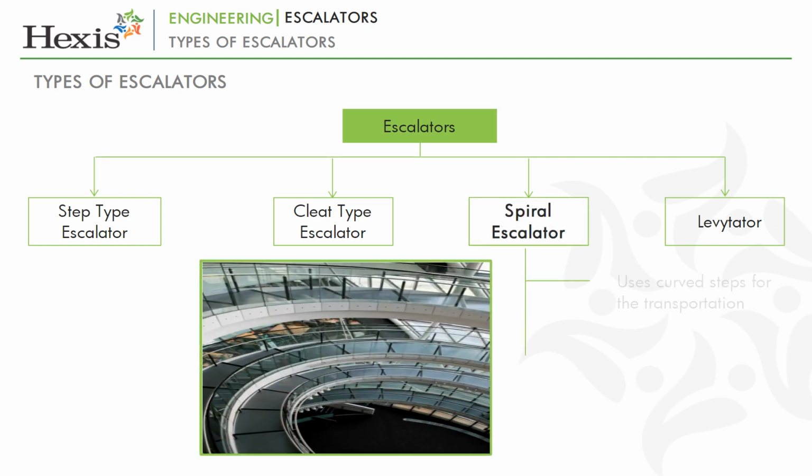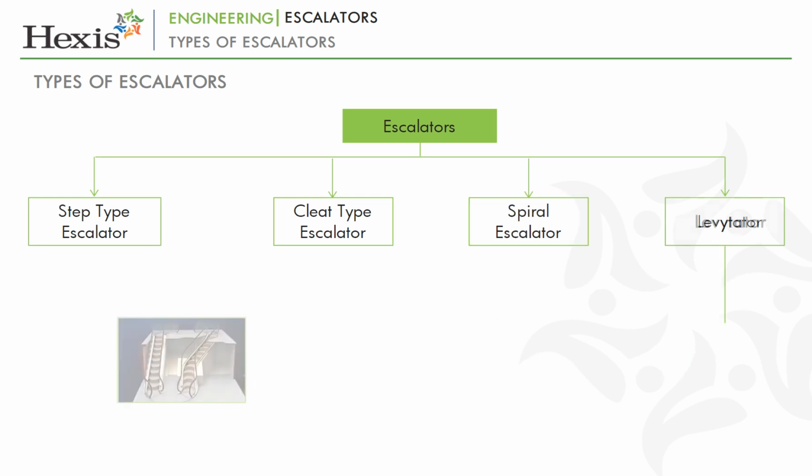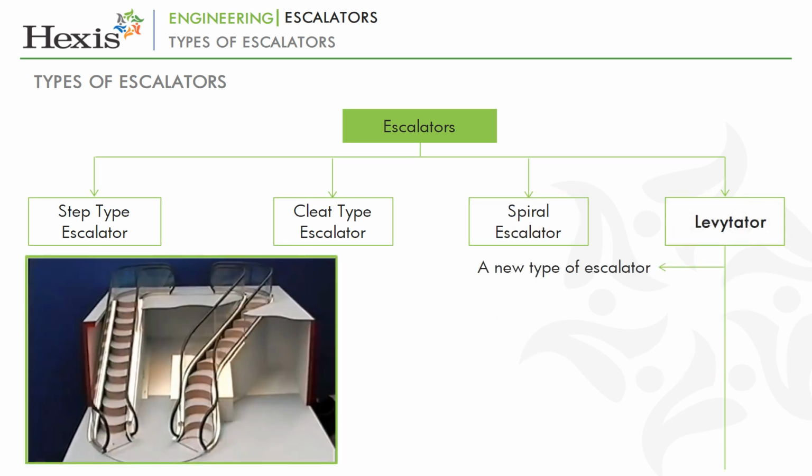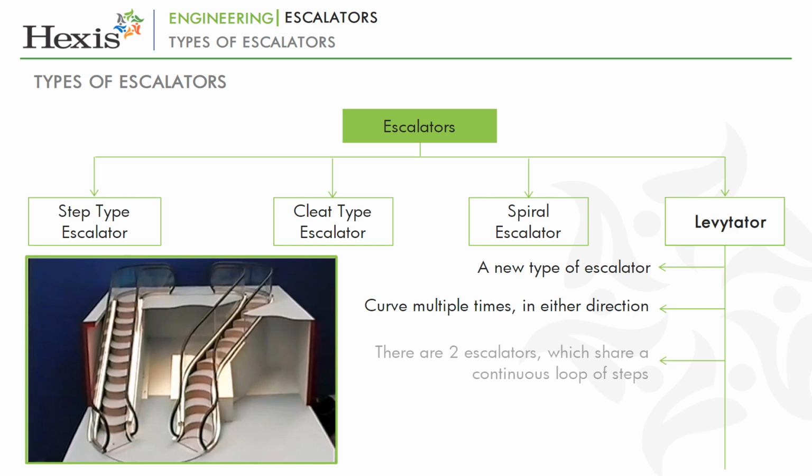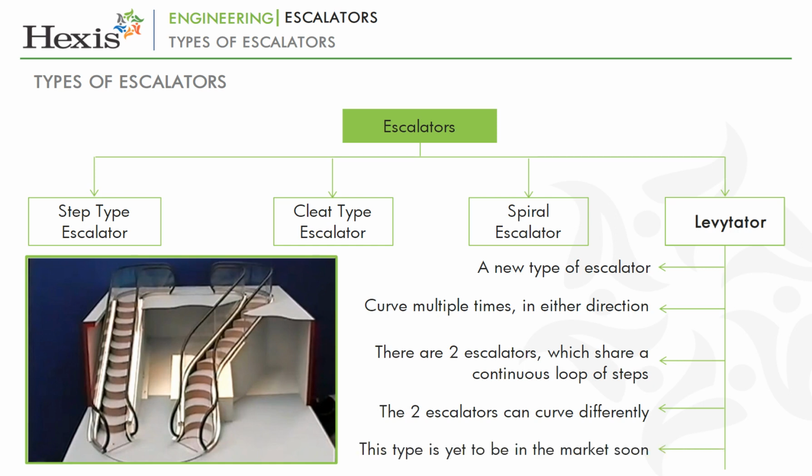Spiral type of escalator uses curved steps for the transportation. They are only manufactured by Mitsubishi. The levitator is a new type of escalator, the free-form escalator that can curve multiple times in either direction. There are two escalators which share a continuous loop of steps. The two escalators can curve differently. This type is yet to be in the market soon.